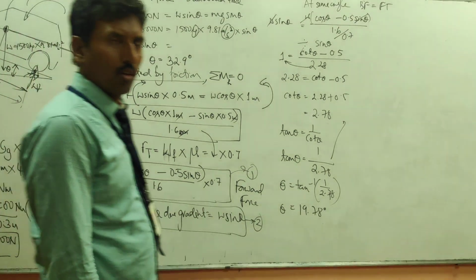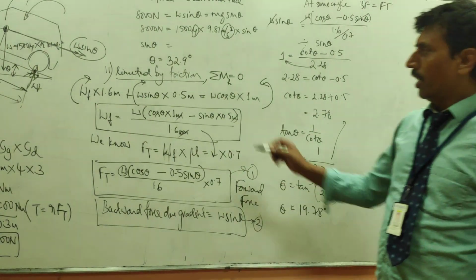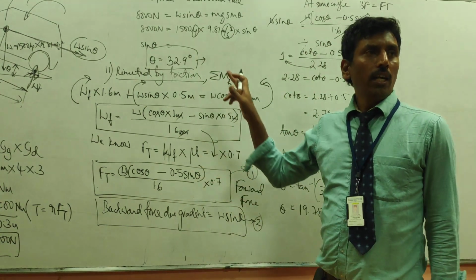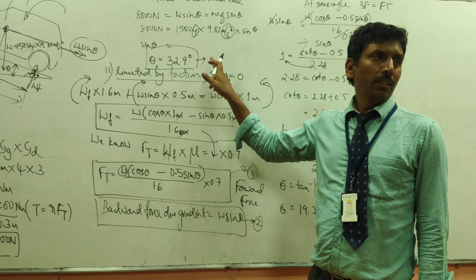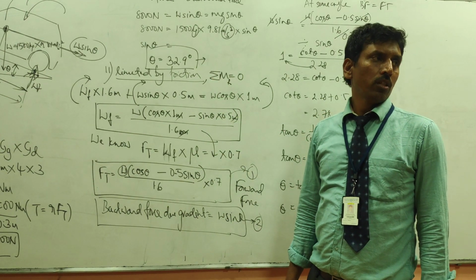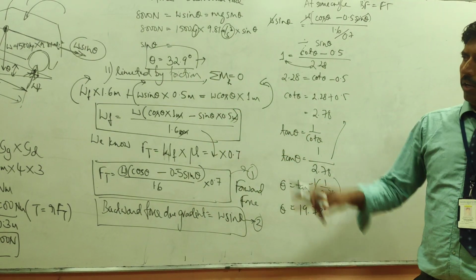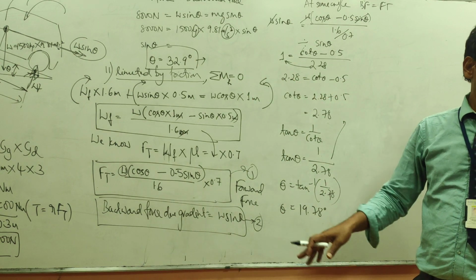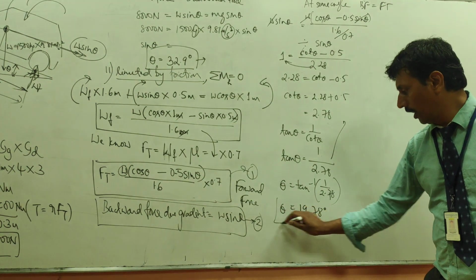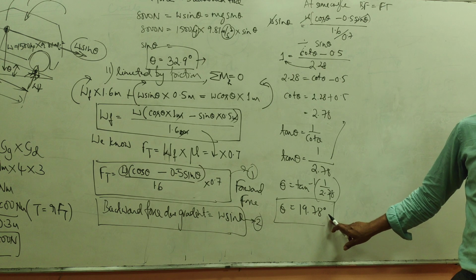Now, we have seen in these two cases, one is the inclination theta equal to 32.9. This is the gradient a vehicle can climb, which is limited by the torque in the engine, which means that it can climb up to 32.9 degrees. But here it says, even if you have so much torque, it is useless, because it can only climb 19.78 degrees of inclination. If the inclination becomes more than 19.78, then what would happen?